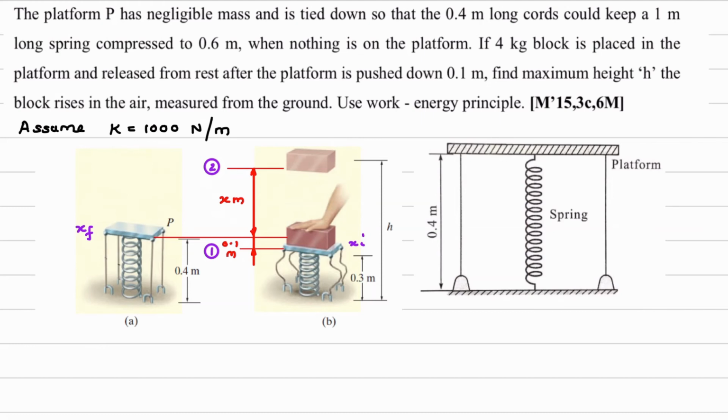Now the next point is again very important. What do we have to find out? When the block is pushed in the downward direction, with respect to this diagram by 0.1 meter, that is the initial point, point number 1. This is not the initial point for our numerical, because it depends on what is asked in the question. So this position is point number 1. Now when the hand is removed, the block will rise in the air, and whatever the height is there, that height we are denoting as point number 2. So the initial point is this point, the final point is this point.